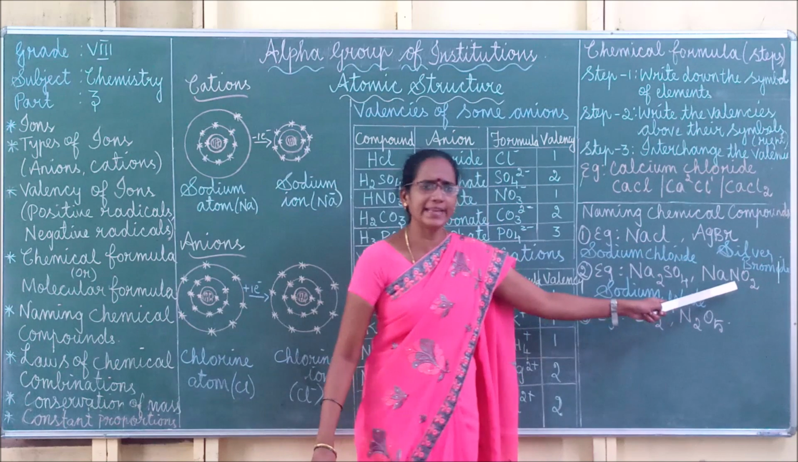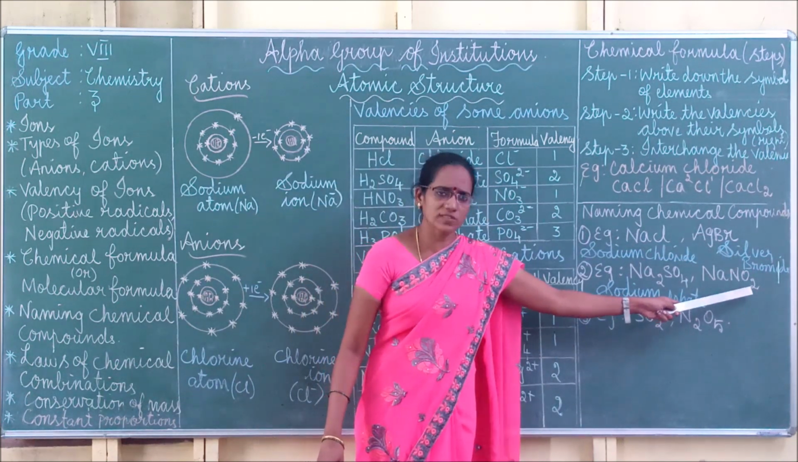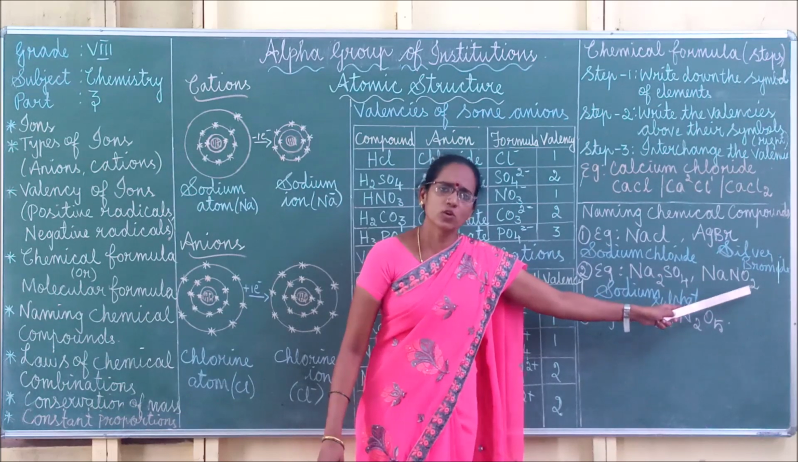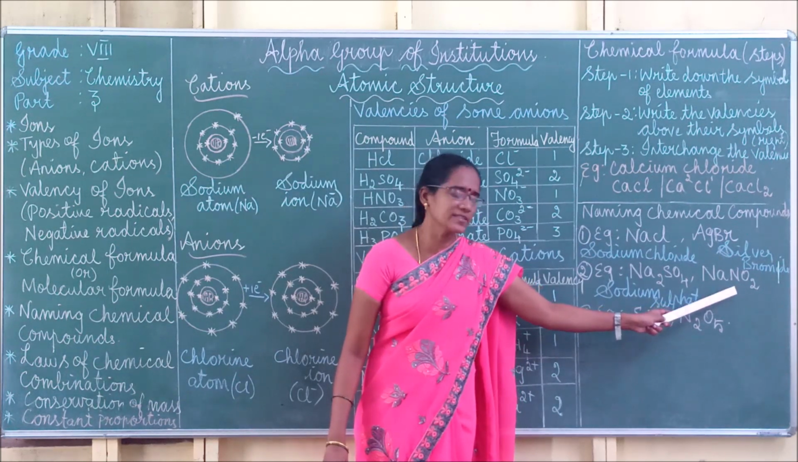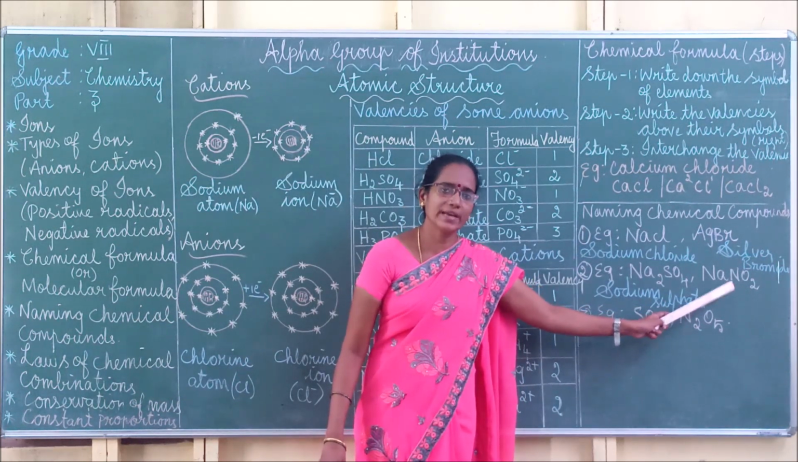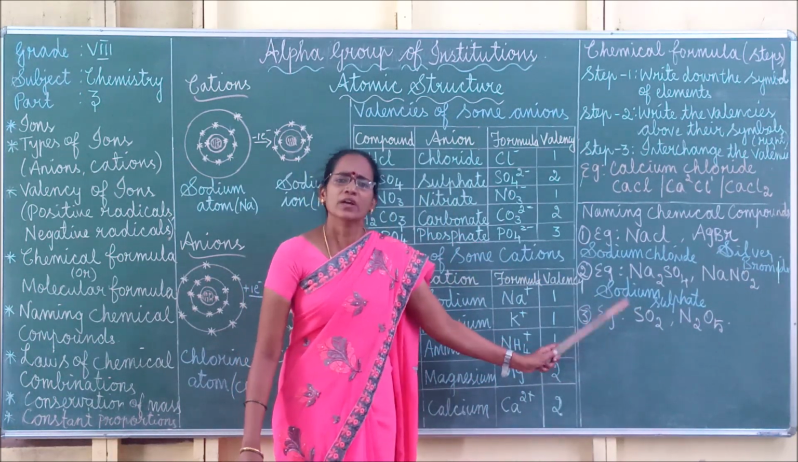And next one, NaNO2. If you look at this compound, only 2 oxygen atoms are there, isn't it? So a lesser number of oxygen atoms means what we have to write? We have to add the suffix ite. So what is the name of this compound? Sodium nitrite.